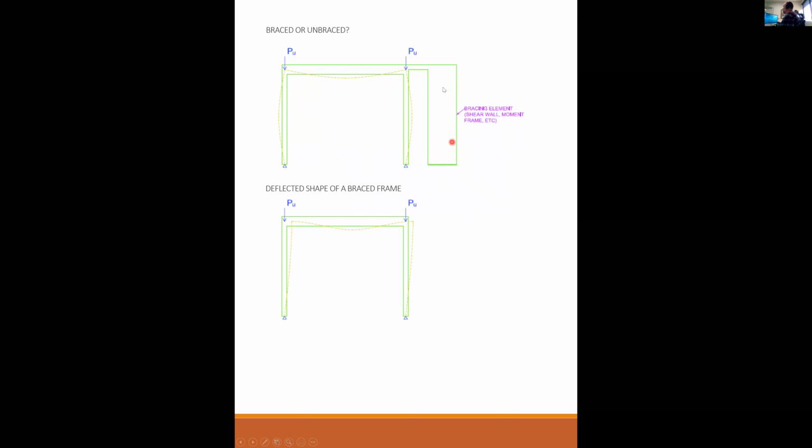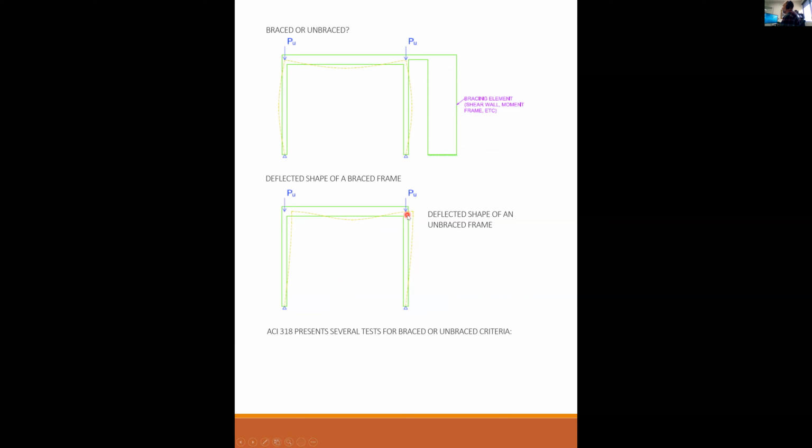If, however, you do not have a supporting bracing element, like here, so all you have is this bent frame, and if there's any side sway, the side sway is being resisted by the columns themselves, not by something else. If this is what you have, then you have an unbraced frame. This is the deflected shape of an unbraced frame. So not only do you have bending in the beam, but you have this side sway deflection of the columns themselves.